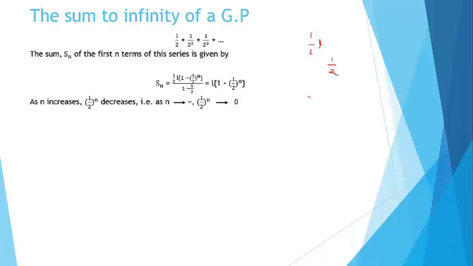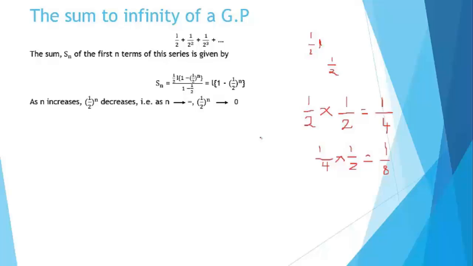This is because half is less than 1, and when we multiply half by half, we get a lesser value than half, which is 1 by 4. And when we multiply 1 by 4 times half, we get 1 by 8, which is less than 1 by 4. So as we multiply by half each time, the value gets smaller than the previous. That's how half to the power of n goes to 0 as n goes to infinity.